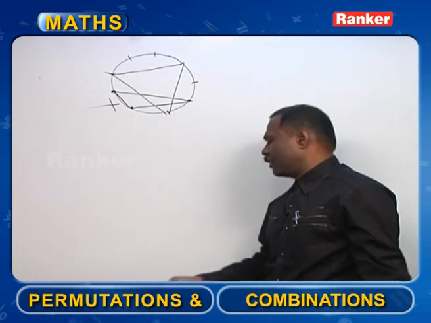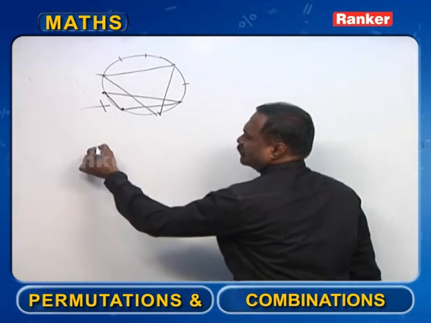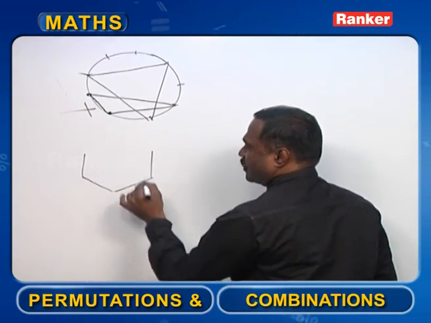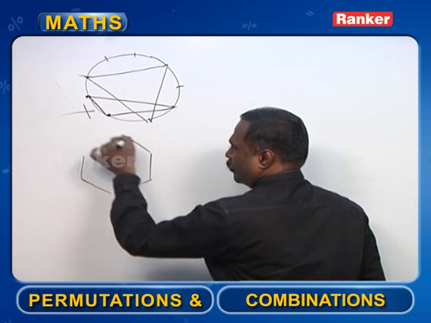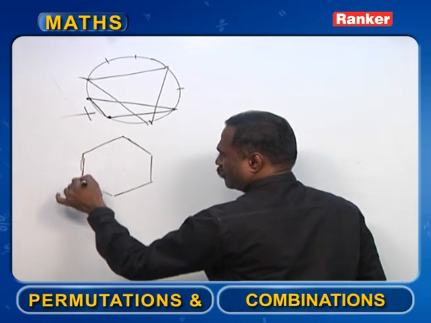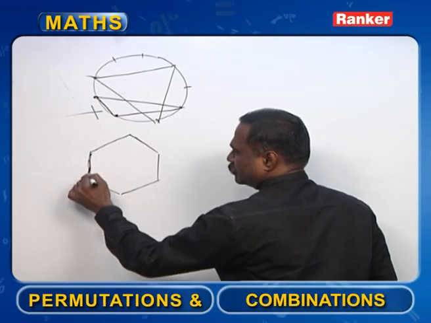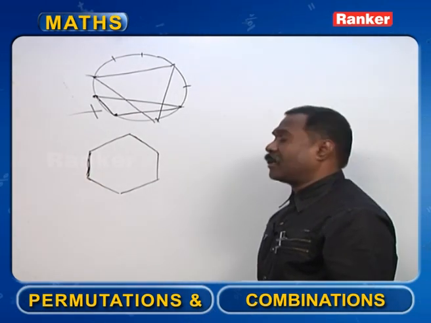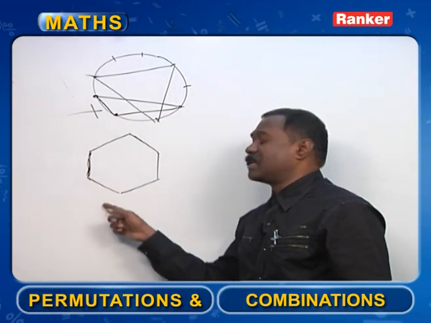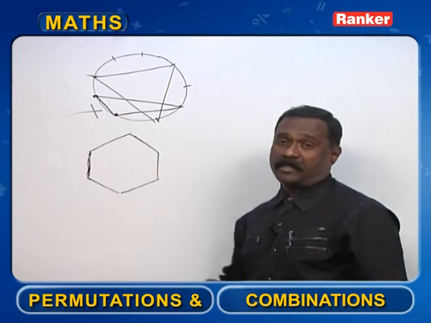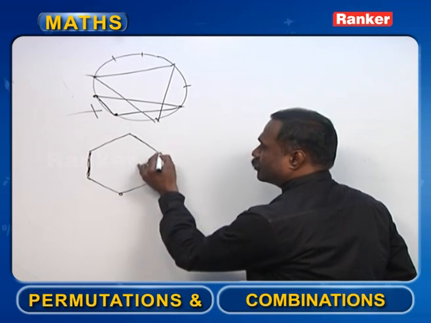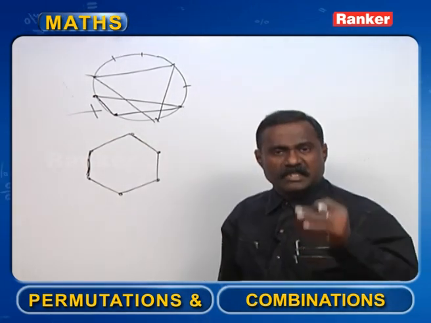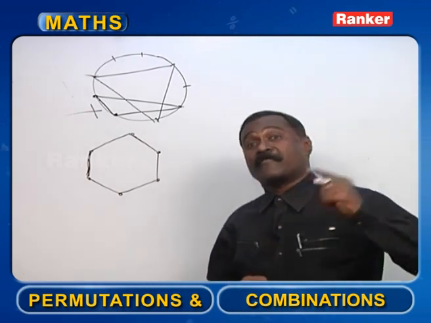Now, how many such triangles can be formed? So for your better understanding, I'll take a hexagon, because in a hexagon you can clearly construct such triangles. Hexagon, how many sides does it have? 6 sides. How many vertices? 6 vertices: 1, 2, 3, 4, 5, 6. 6 sides, 6 vertices.